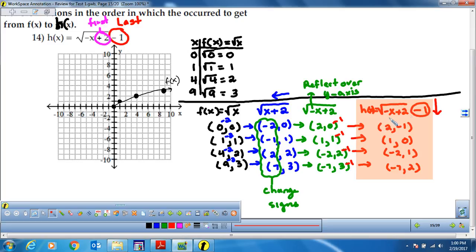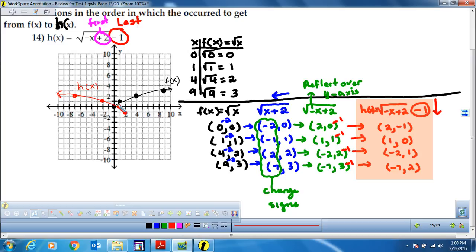And the second function is the h of x, which is 2, negative 1 right here, 1, 0, which is here, then negative 2, 1 is right here, and the last point is negative 7, comma, positive 2. So remember that it was reflected over the y-axis, so it's going now to this side, right? This is what the graph looks like right now. It is going to this side. And this is my function h of x.